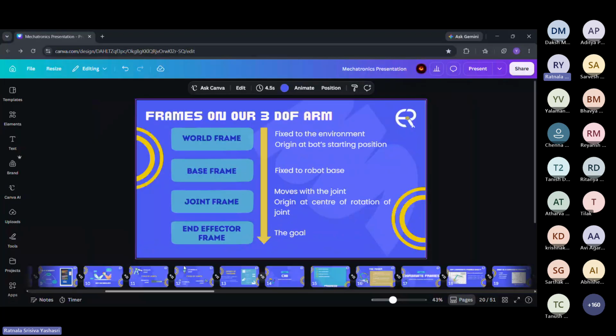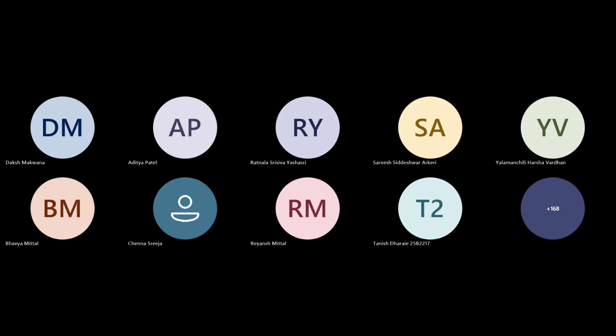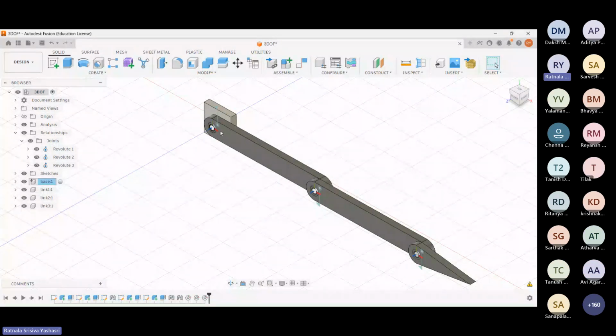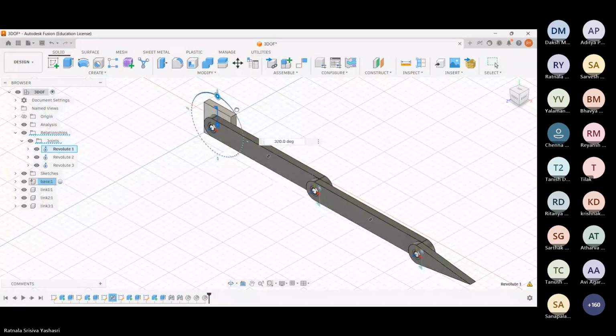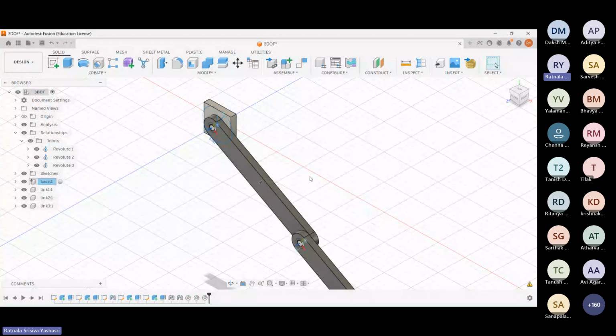I'll explain joint frames better on the CAD model so that we can understand why they move along with the joint. So here I've marked an additional axis. On each joint, you can see the 3 lines, red, green, and blue. So now when I move this joint, you'll see that the axis moves along with them. And so do all the subsequent ones. Now say this, the joint 2 axis has also moved.